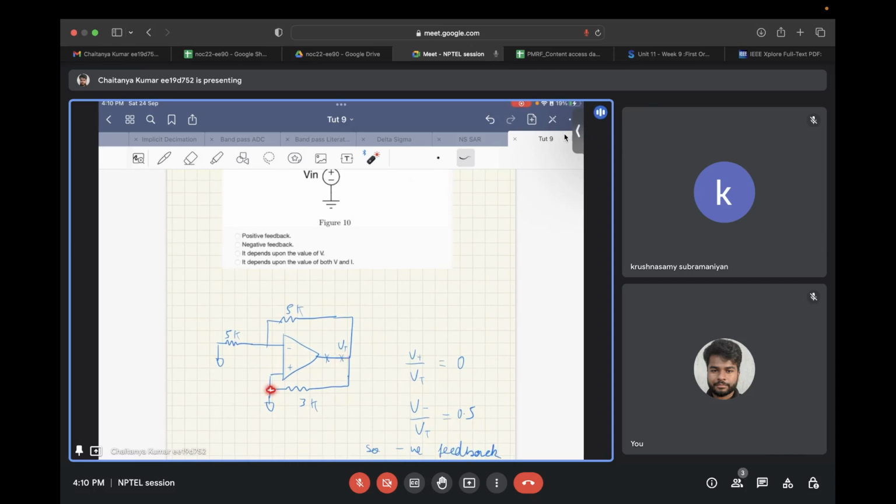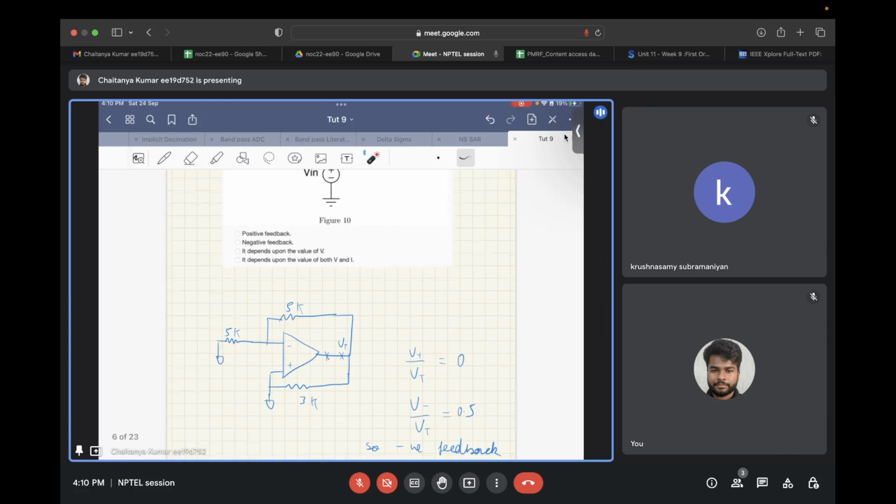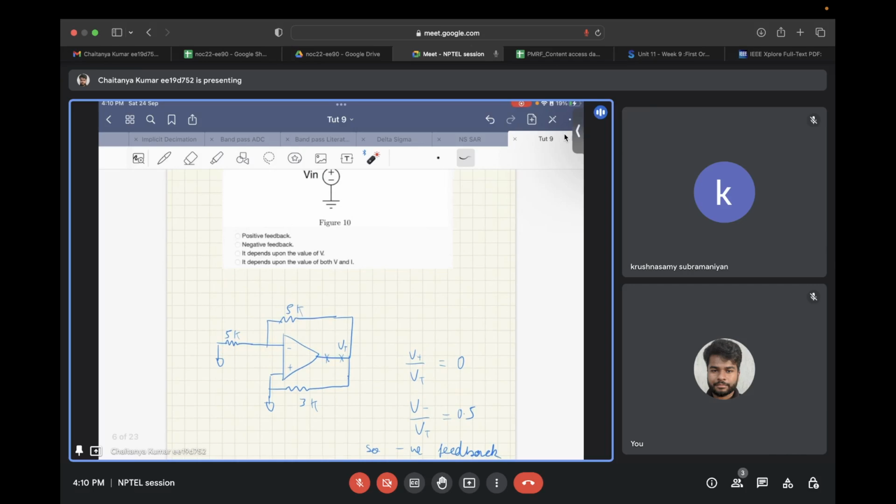From VT to the positive terminal, since this positive terminal is connected to ground, whatever VT varies, this voltage won't vary. So V plus by VT is 0, and V minus by VT is 0.5 due to the resistor divider between these 5 kilo ohm and 5 kilo ohm resistances. Since V plus by VT is 0 and V minus by VT is some positive value, the gain to the negative terminal is higher. So this circuit is in negative feedback configuration.